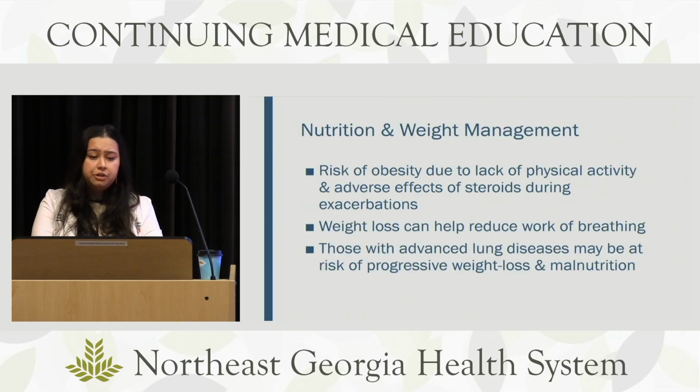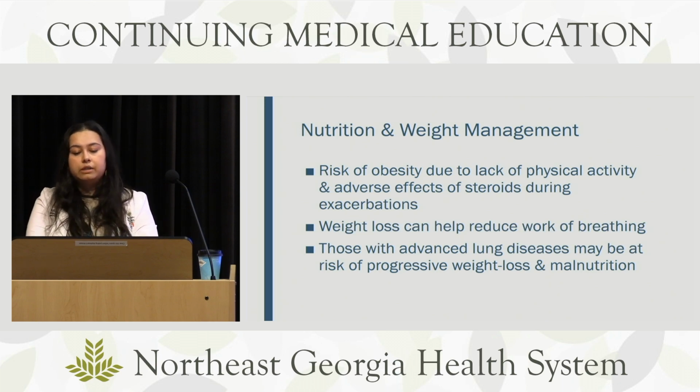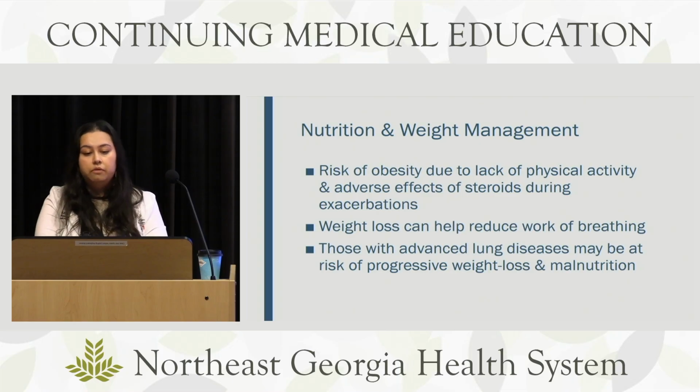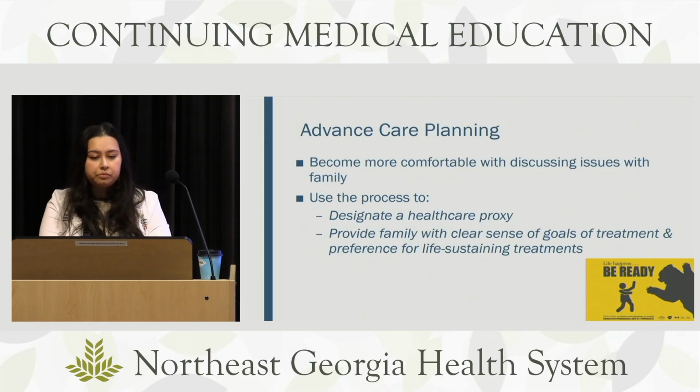Other things is nutrition. Risk of obesity is there because they're not exercising, they're getting steroids during the exacerbation. So focusing on weight loss can help further reduce work of breathing. But those who are on the opposite end with advanced lung diseases may be at risk for progressive weight loss and malnutrition. So you want to help them at that spot as well with your nutritionists.